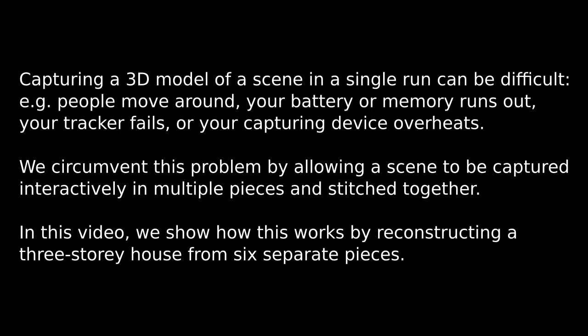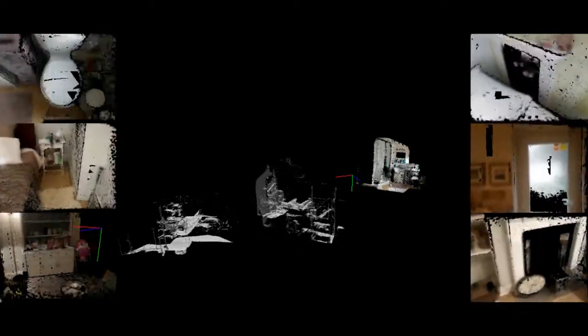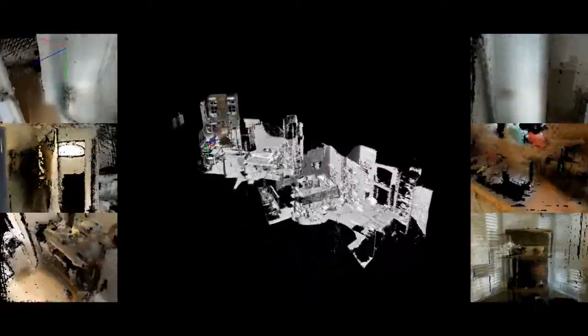In this video, we show how this works by reconstructing a three-story house from six separate pieces. Initially, one or more users reconstruct the six overlapping parts of the house using consumer-grade augmented reality smartphones. See the small images surrounding the main window. The images from each smartphone are transferred to the server and reconstructed alongside each other to make a subscene soup. See main window.